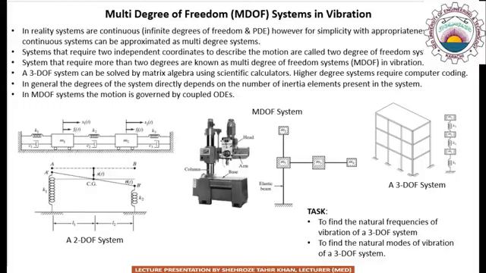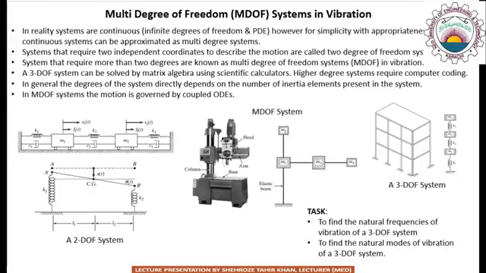So, the vibration analysis of continuous systems requires the solution of partial differential equations, which is very difficult due to the fact that for many partial differential equations, analytical solutions do not exist. In fact, the analysis of a multi-degree of freedom system requires the solution of a set of ordinary differential equations, which is relatively simple.